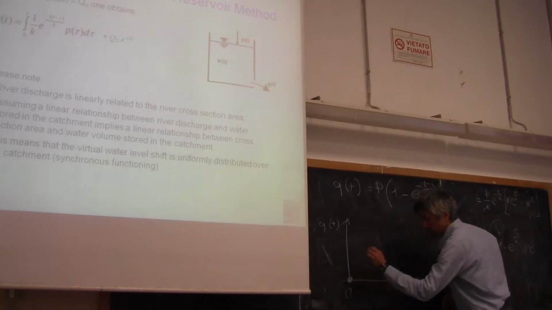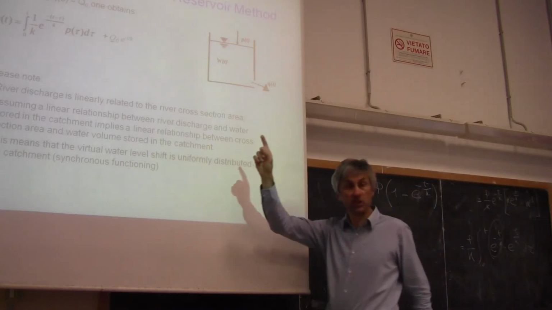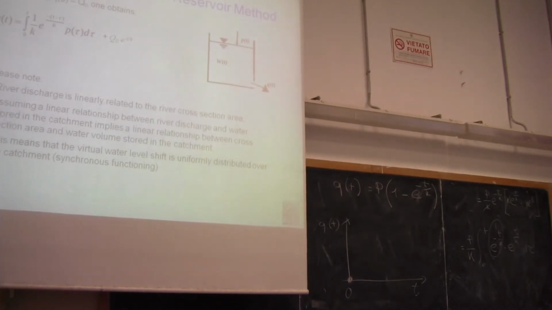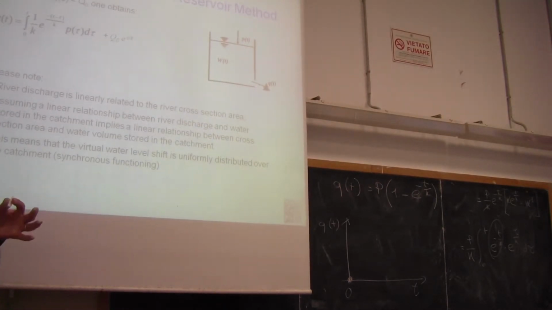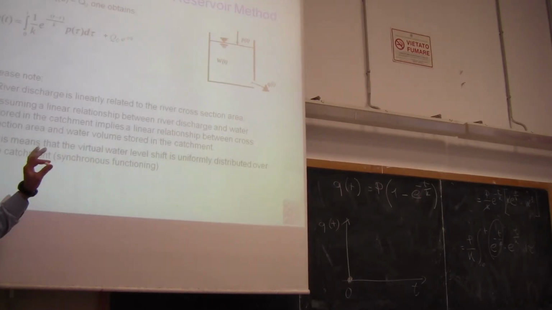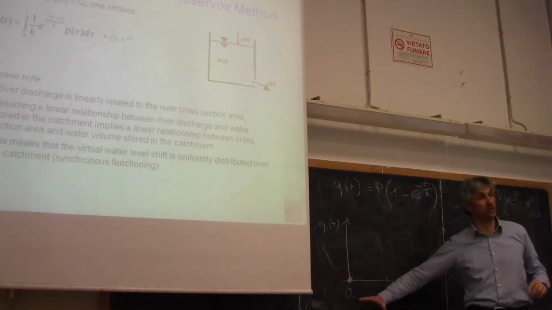So the graph starts from the origin, which is something that we can guess because we neglected the depletion term. The depletion term is q0, starts from q0. So if you assume that q0 is 0, you expect that at time 0 you don't have any q. So basically, it's fine that we start from the origin of the graph.